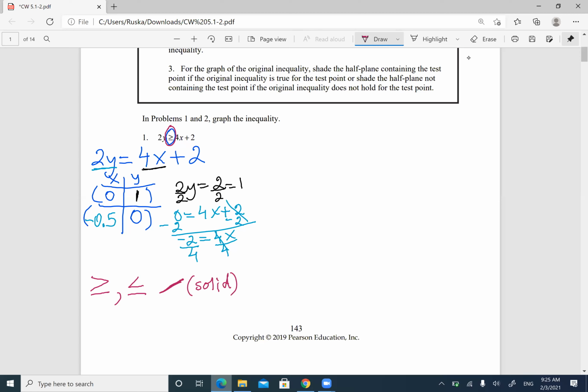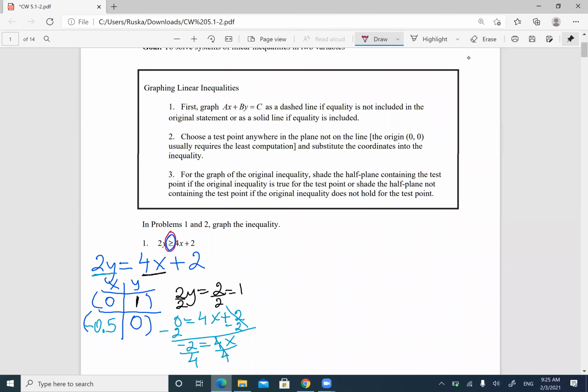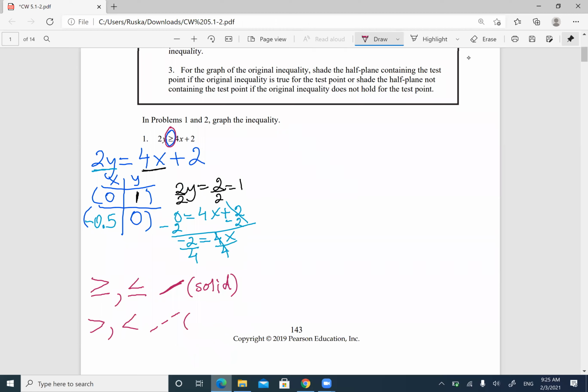Okay? If it's only greater than or less than, one of those, then your line is going to look like this, dashed, or what is called a dashed line or dotted line. Okay? So does everybody understand that? Depending on what the inequality in the middle is, that's how my line is going to look, dashed or solid. And then we're going to start with the graph.